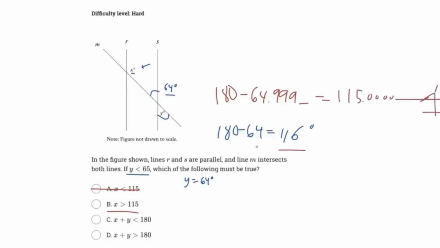So basically, we can't ever go underneath 115 degrees for X if Y is less than 65. Therefore, B is our answer, but let's check the other answers to be sure. C says X plus Y has to be less than 180 degrees and D says X plus Y has to be greater than 180 degrees. Well, we just proved it here. If we name Y 64 degrees, vertical angles, this is 64 degrees, we find that X would have to be 116 degrees. 116 plus 64 is 180 degrees. And so neither C nor D is correct, because X plus Y will always be equivalent to 180 degrees.